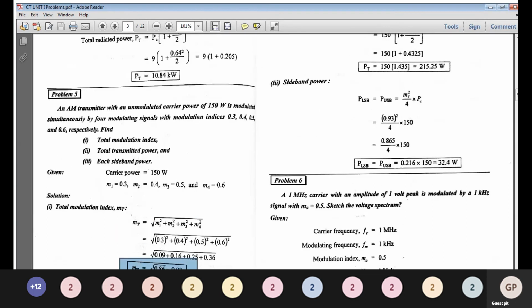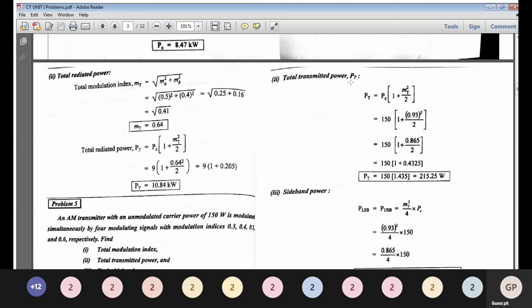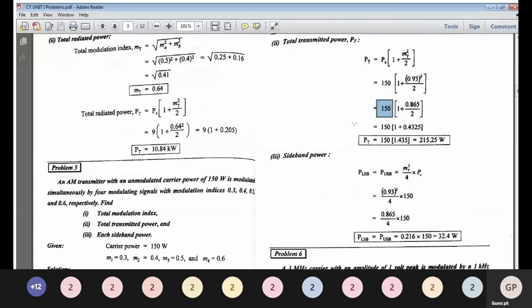That's all. Next, total transmitted power. We already know that formula. In previous problems we substituted, ma. We used this formula, so we know very well. Total power PT is equal to PC into 1 plus MT square by 2. The carrier power is 150 into 1 plus MT square by 2, 0.93 square by 2. 150 into 1 plus this value, after substituting the total power is equal to 215.25 watts. This is our total transmitted power.